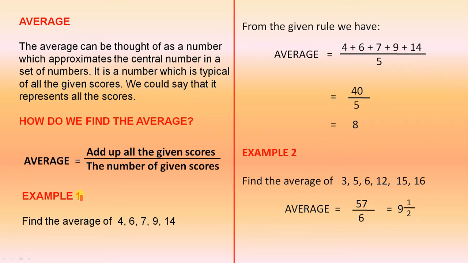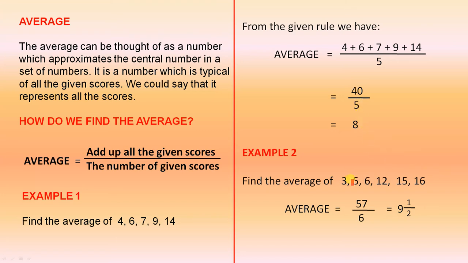So, let's look at example 1. Find the average of those 5 numbers. From the given rule, we add the 5 numbers, and we divide by 5, of course, because there are 5 of them. The sum of the 5 numbers is 40, so 40 divided by 5 is 8. So 8 is the average.